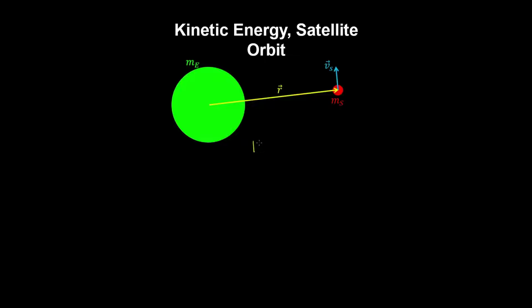The kinetic energy of a satellite in a circular orbit can be written as 1/2 times the mass of the satellite times the speed of the satellite squared. And you can also write this using the angular speed and the moment of inertia, which gives you the same result, because the speed is related to the angular speed as follows.